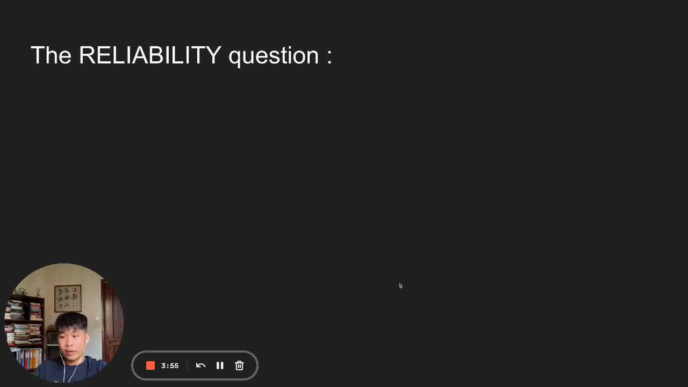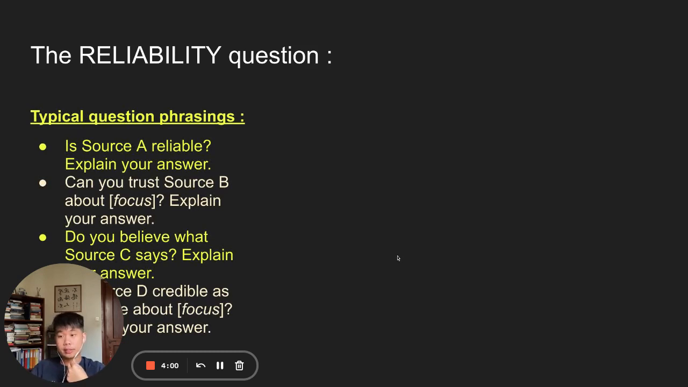So how can we phrase and how can we frame the reliability question? These are the variants that you might find in any source-based setting. Is source A reliable? Can you trust source B? Do you believe what source C says? Is source D credible about something?